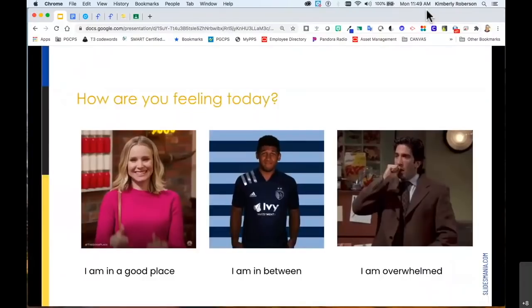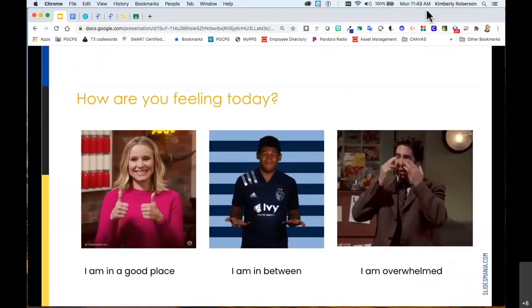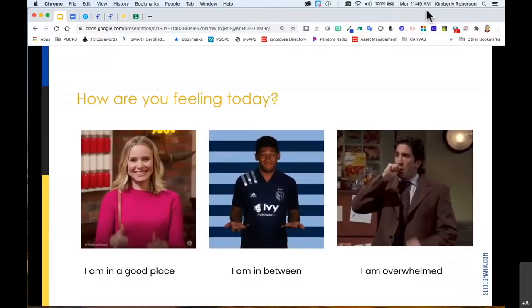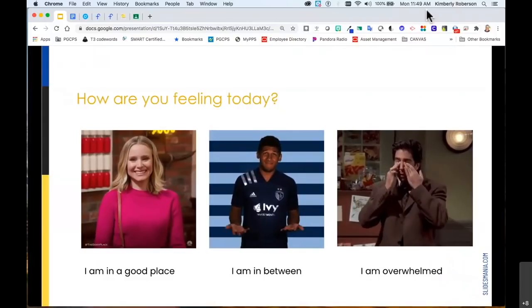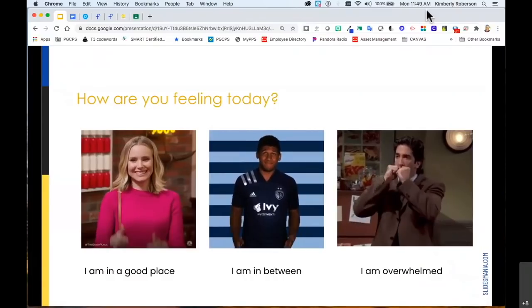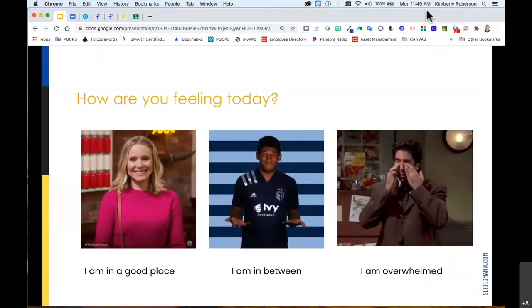Before we get started, we want to check in with you. How are you feeling today? Are you in a good place? Are you feeling in between, or are you feeling overwhelmed? If you're feeling a bit overwhelmed, the goal of this presentation is to help ease any anxiety you may be feeling with the various information and resources we're going to share with you today.